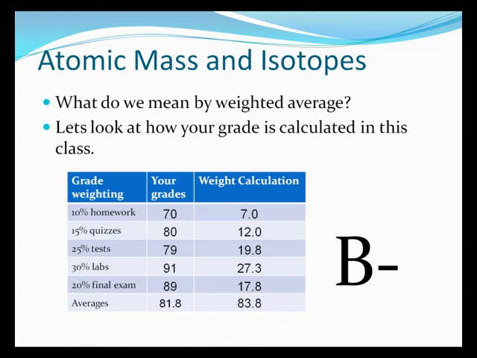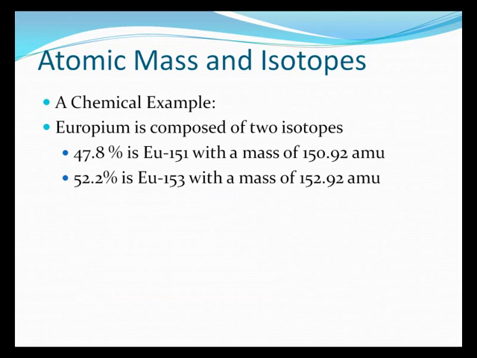However, because you did so well on the labs and the labs are 30% of the course, if you calculated a weighted average by multiplying the percentage by the grade and adding them up, you'd get 83.8, which means you get a B, and you're probably a little happier. That's what we mean by weighted average. So let's look at a chemical example.